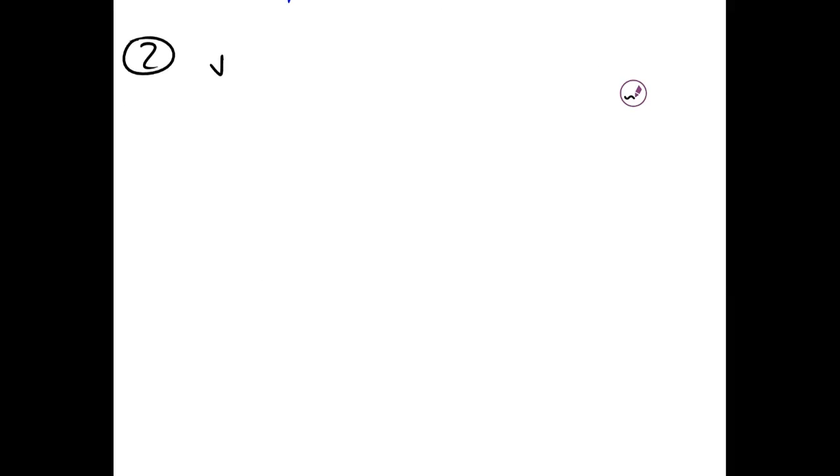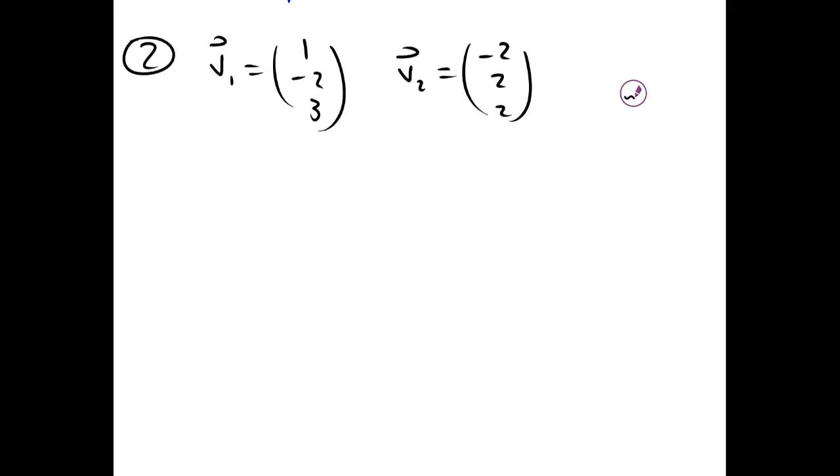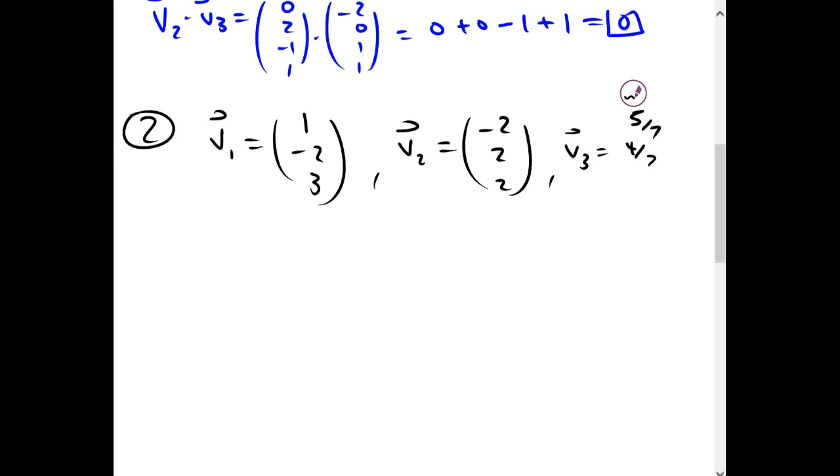Gives us three vectors, V1, which is 1, negative 2, 3, V2, which is negative 2, 2, 2, and V3, which is 5 sevenths, 4 sevenths, and 1 seventh. And we're told that these are linearly independent. So we're asked to show this is an orthogonal basis of R3.